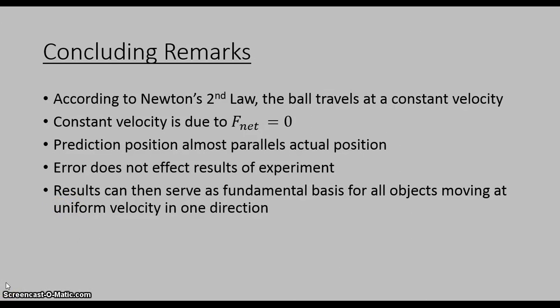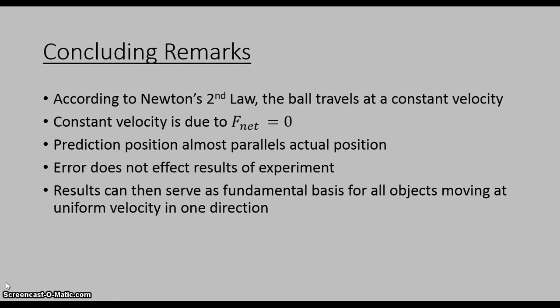According to Newton's second law and the calculated results of this experiment, it can be said that the lacrosse ball, the system, is traveling at a constant velocity as it moves in the negative x direction from right to left across the screen. This constant velocity, as previously calculated, is equal to 0.94 meters per second in the negative x direction. Because there is a net force of 0 acting on the ball, the lacrosse ball travels with a constant velocity. It can also be concluded that the predicted position of the ball almost exactly corresponds with the actual position of the lacrosse ball according to Tracker's data.